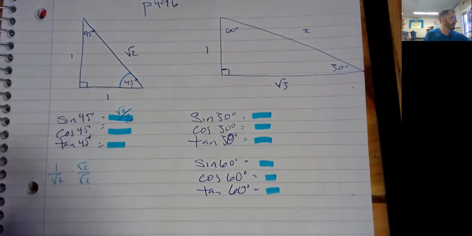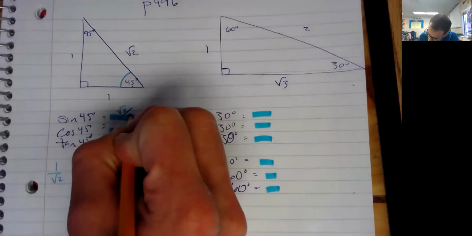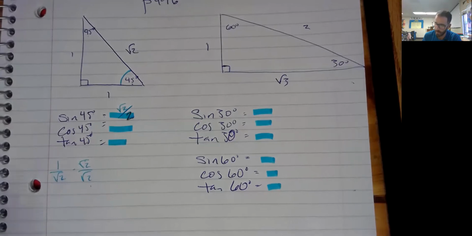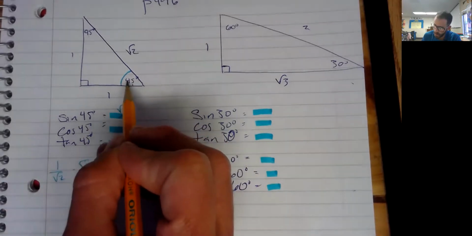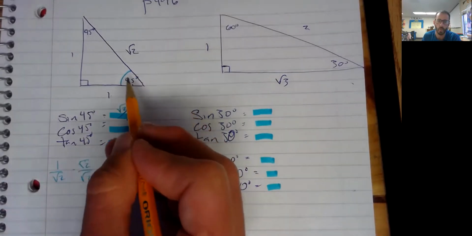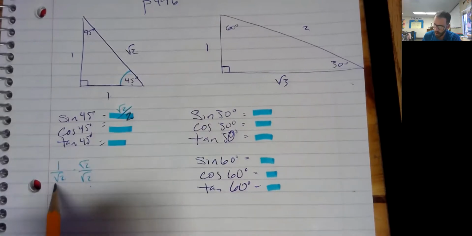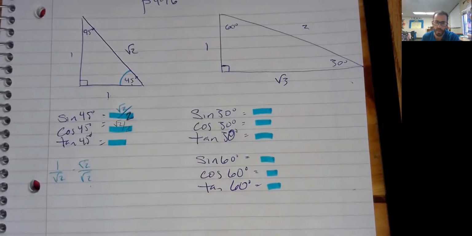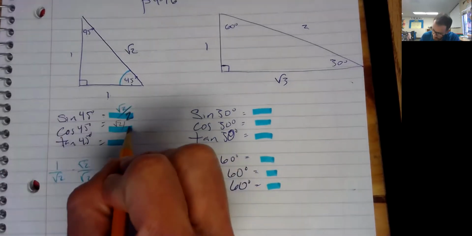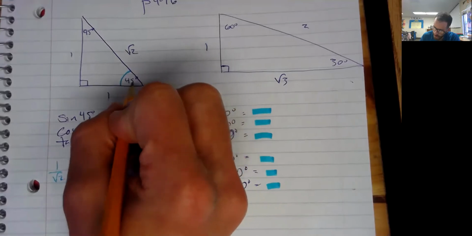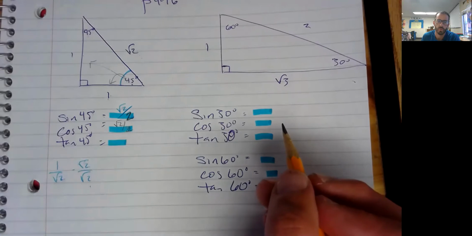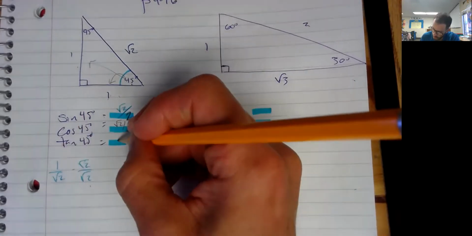Sorry if you can't see that because I'm trying to color code it. Rad 2 over 2. That's better. All right, what about cosine? Cosine is going to be adjacent over hypotenuse. 1 over rad 2 times rad 2 over rad 2. So I get rad 2 over 2. And then finally, what's the tangent? Opposite over adjacent. 1 over 1 is 1.